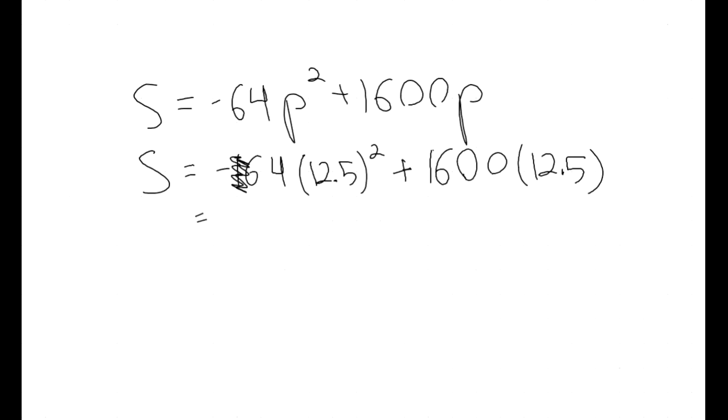Watch out as you do that, of course, because this is a negative number. I won't run the numbers on this one, but I'll let you finish it. The idea is we'll do 12.5 squared, so 12.5 times another 12.5, and then times that by negative 64. What that ends up being is a big negative number. Then you have 1,600 times 12.5, which will be a big positive number. So we'll have a big negative here and a big positive there.